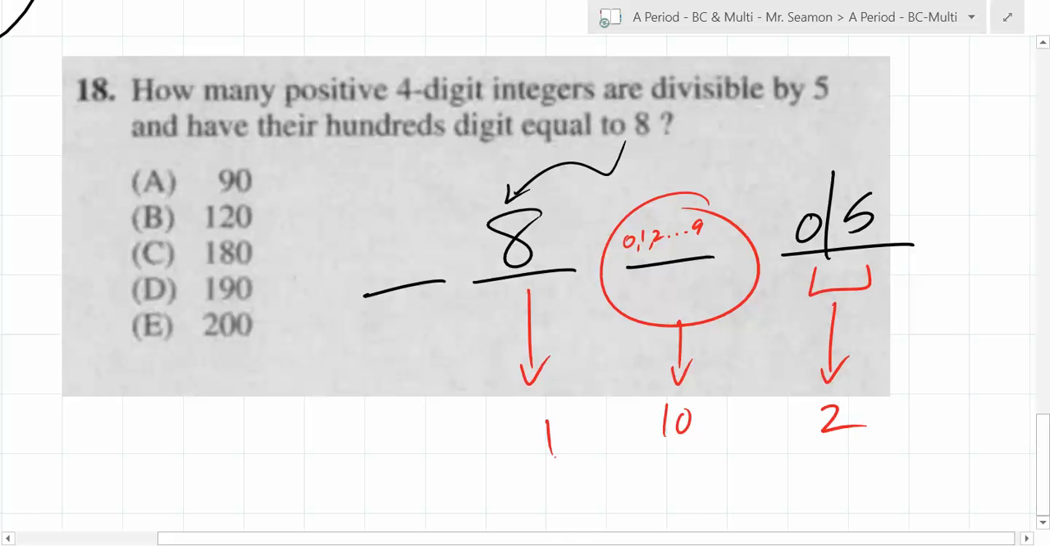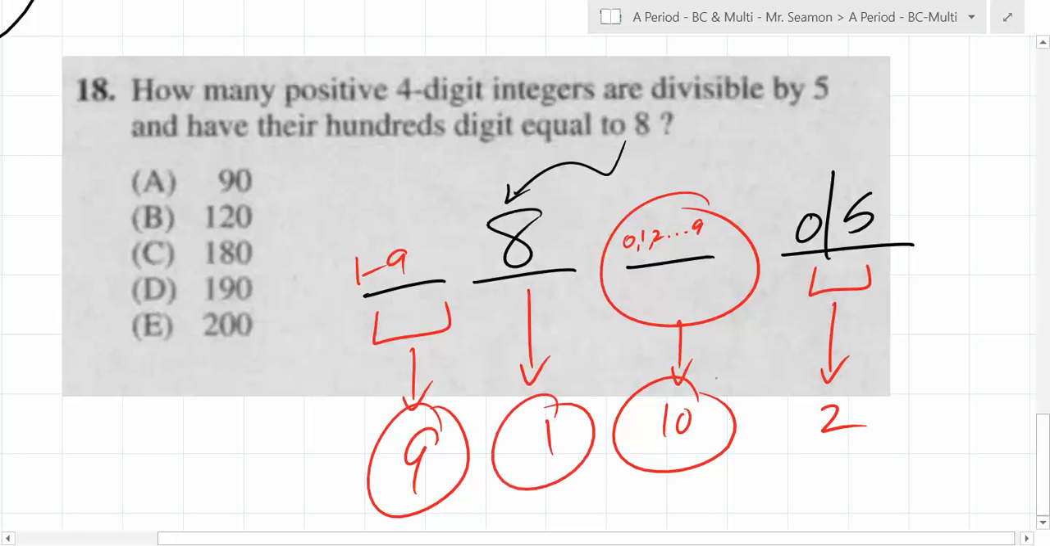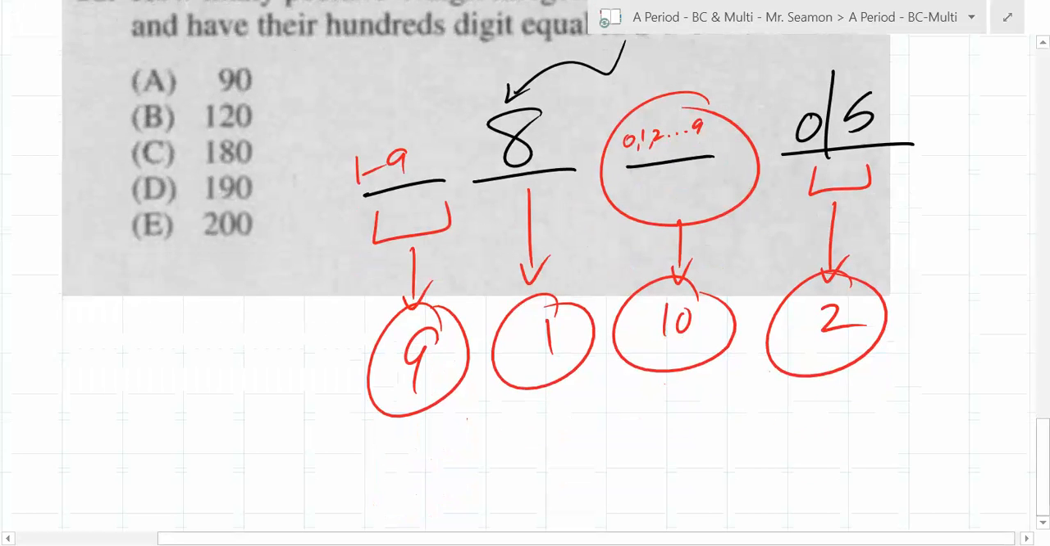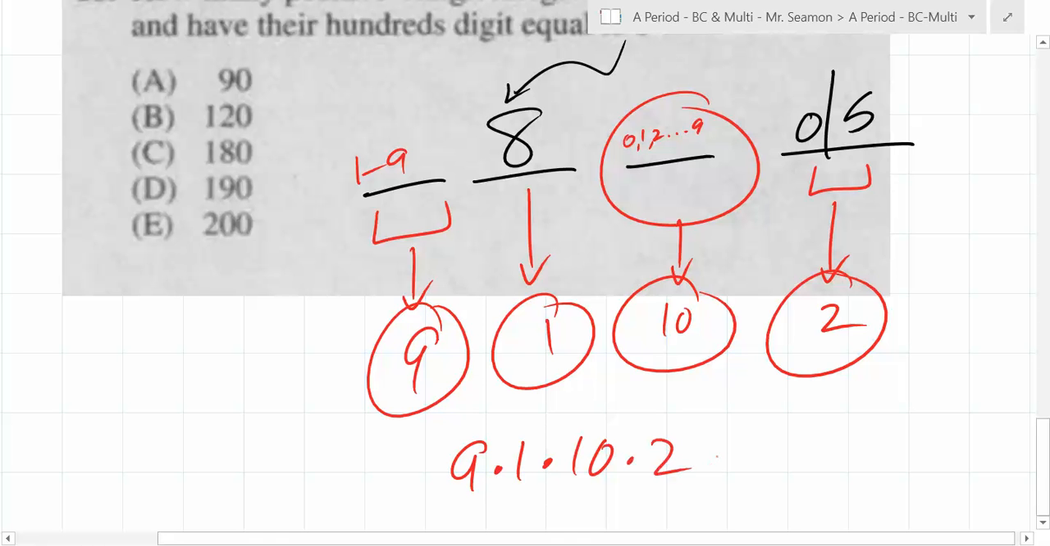This is where people will get it wrong. So you did 10 right here. Is it 10 right here? You can't have a 0 or it's considered a 3-digit number. So this is 1 through 9. That's 9 choices, 1 choice, 10 possible, and 2 possible. So 9 times 1 times 10 times 2 is 180.